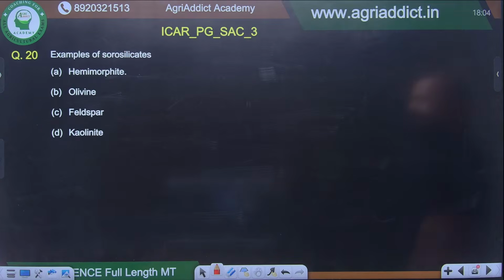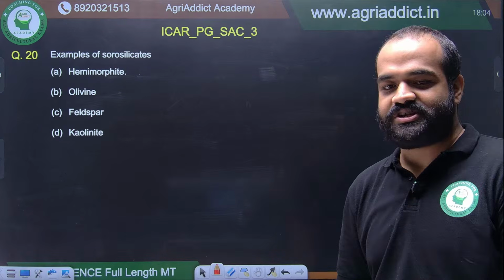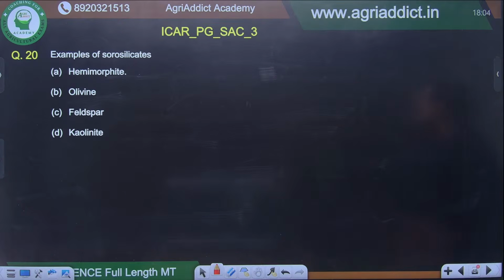Moving on. Example of sorosilicate. Question directly from the last table. Let's see how thorough you are with the table. What do you think?